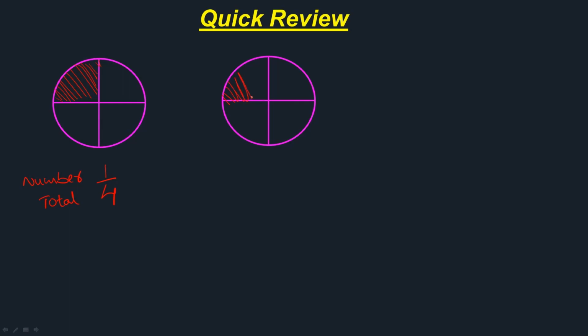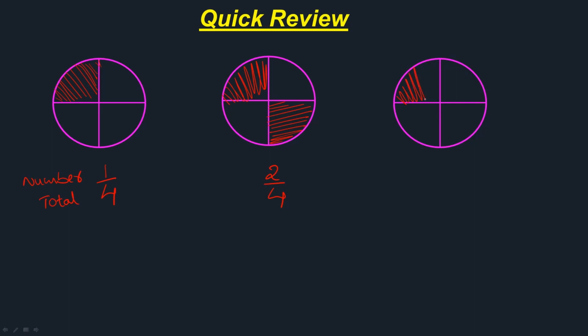I'm taking the same circle again. This time I'm shading 1 and 2. Therefore, this is to be represented as 2 over 4. Another one, I'm taking the same circle again. Here the first, second portion is shaded, and the third portion. Therefore, this is to be represented as 3 over 4.